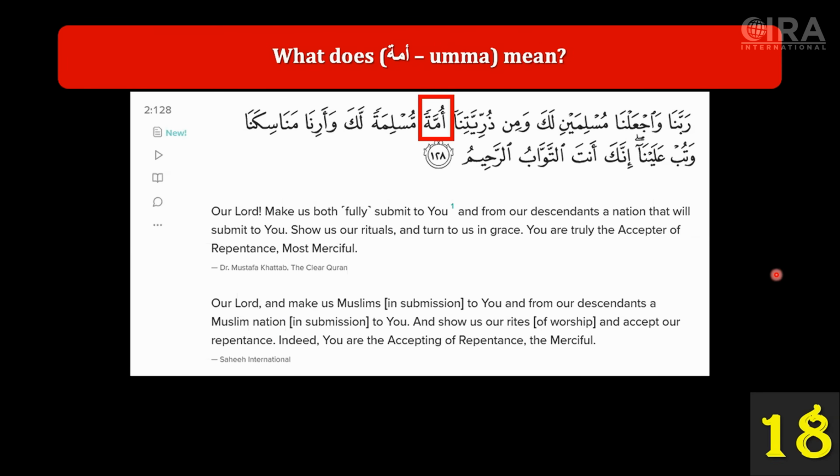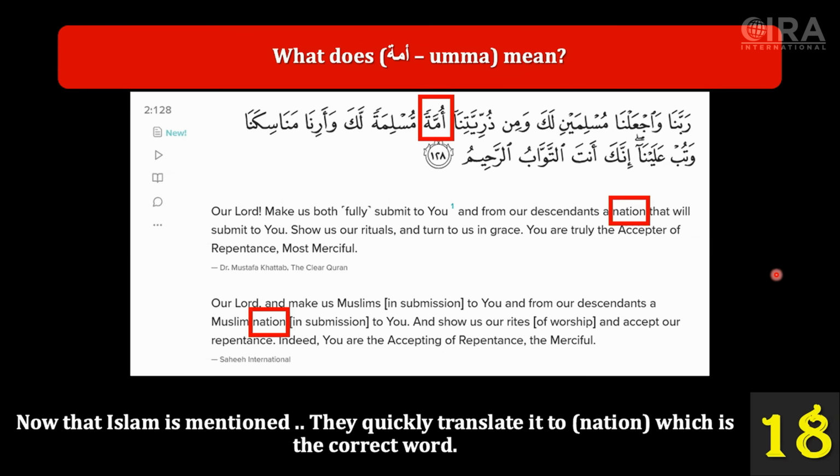Now here, ربنا واجعلنا مسلمين لك ومن ذريتنا أمة. So now it's a nation, because it's the Muslim nation. So now it's not a community, it's not a religion. You see, these people, they just tap dance and they actually have no dignity when translating.